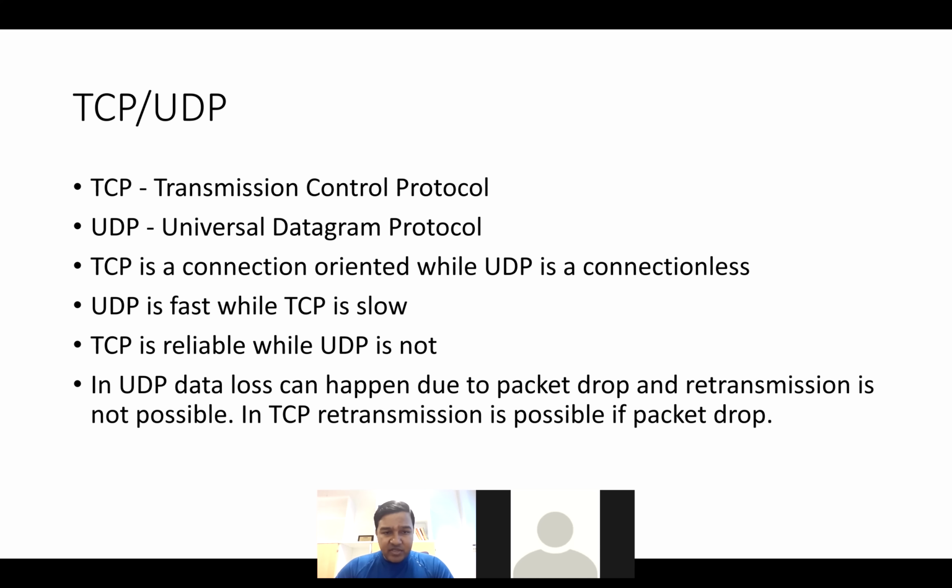So UDP is very, very fast, while TCP is relatively slow compared to UDP. But TCP is reliable. If you want to send data where reliability is needed, meaning whatever data we are sending has to be received in exactly the same format and every data has to reach, then we use a TCP connection. But if we are not worried about every data being received, we just want to be fast, then UDP is used. So in UDP, data loss can happen due to packet drop.